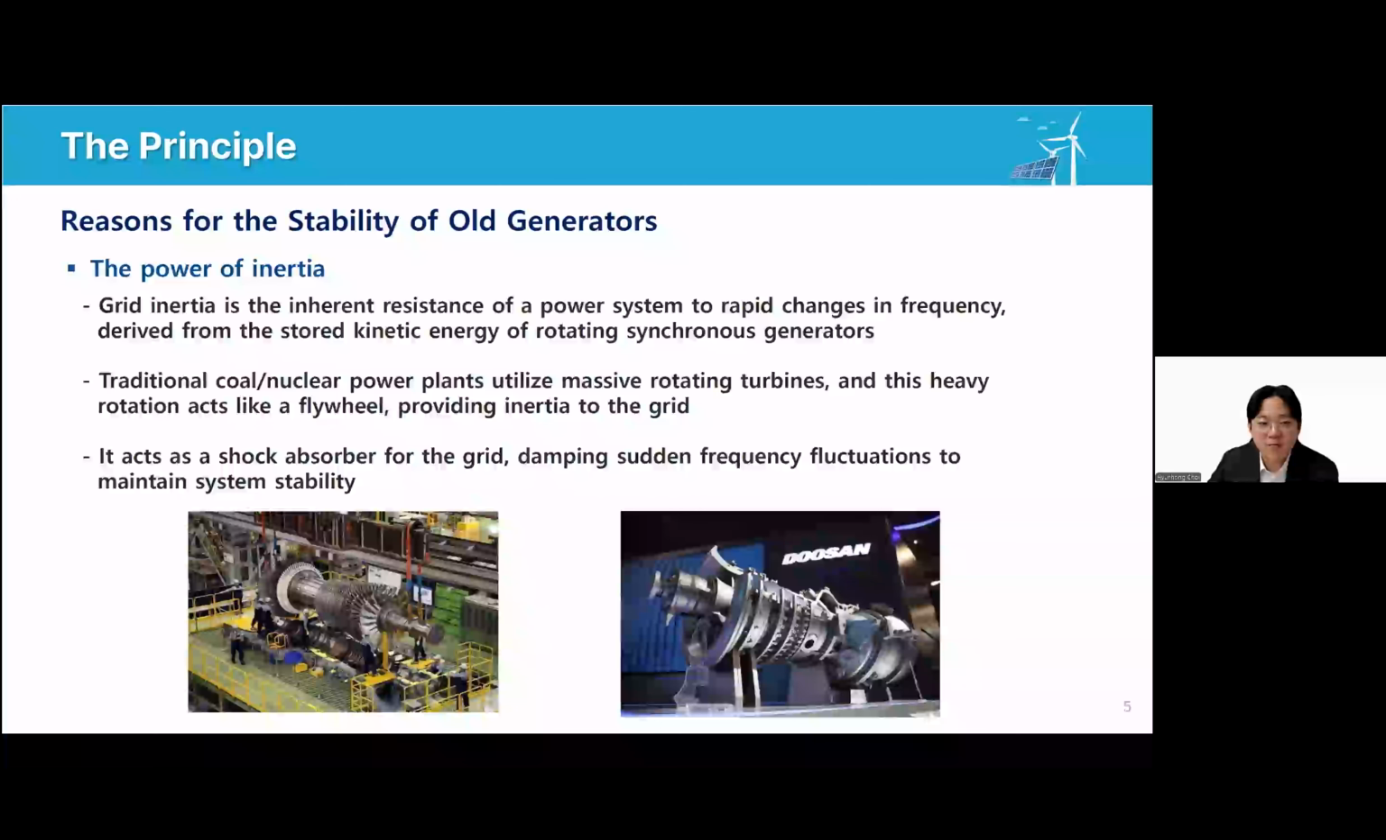So in the past, this balance was maintained by the power of inertia. Grid inertia is the inherent resistance of a power system to rapid changes in frequency derived from the stored kinetic energy of rotating synchronous generators. Traditional coal and nuclear plants use massive rotating turbines, as shown in the picture on this slide. This heavy rotation acts as a flywheel, providing natural resistance to rapid frequency changes. It serves as a crucial shock absorber for the grid, helping the grid maintain stability.